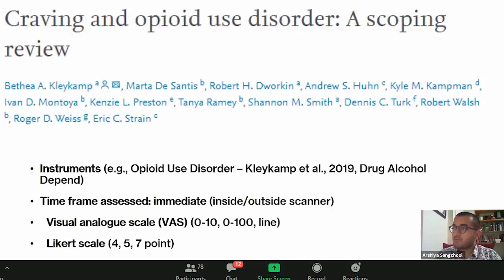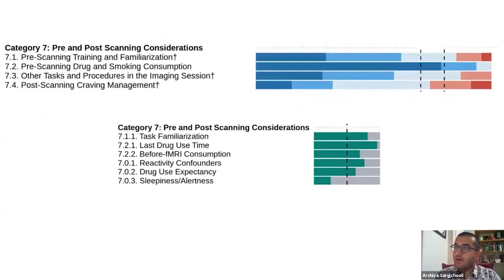And as you can see, there's been a recent review that has demonstrated that the instruments that are used in, this wasn't about specifically fMRI studies, but it does show that there are a great variety of instruments that can be used for craving assessment, and it's very important to discuss in detail what the tools used in the FTCR study have been.